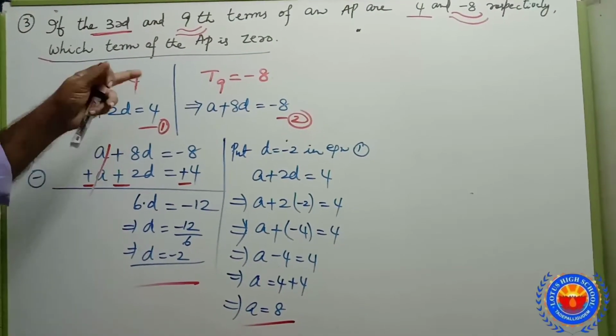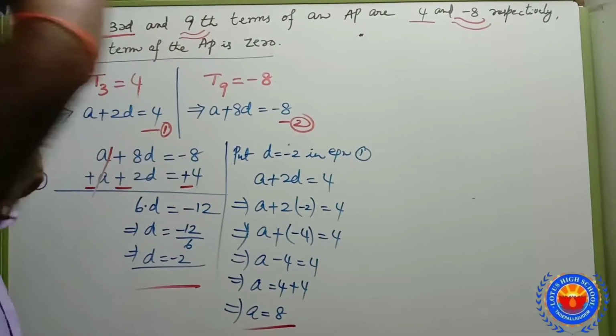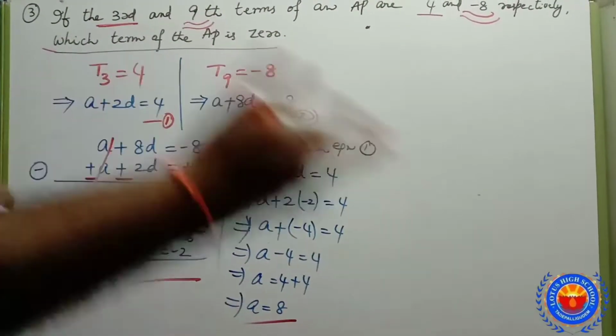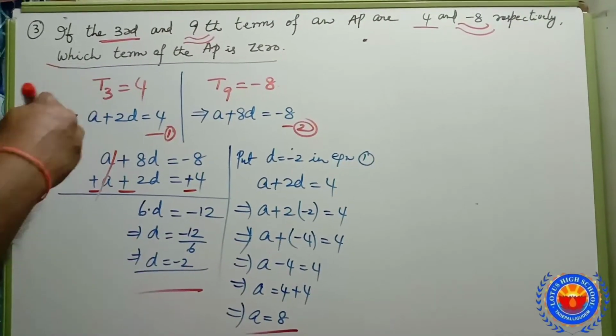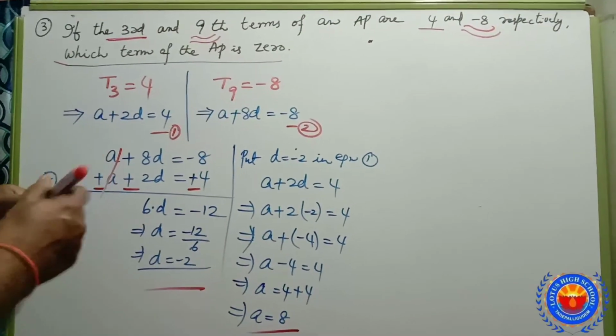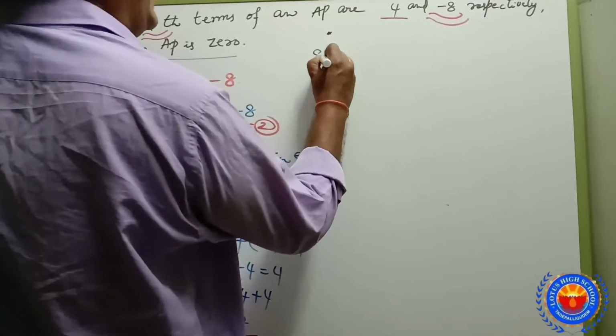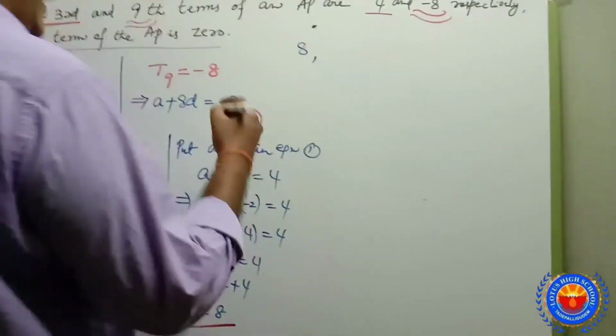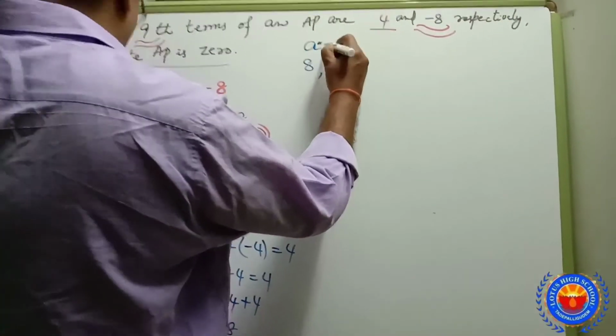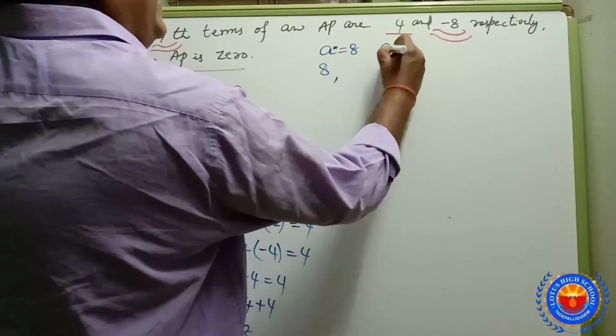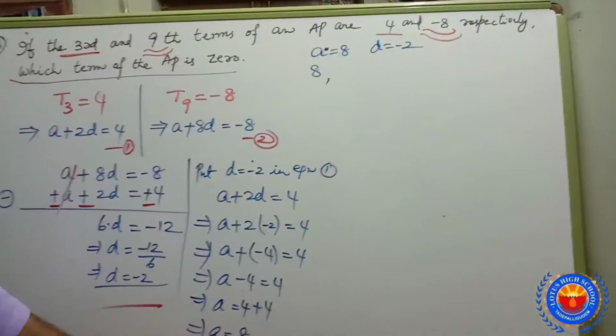Now they did not ask to find some other term, the 10th term or 20th term, but they are asking which term of the AP is 0. Here, what is the AP actually? The first term is 8. A is equal to 8, D is equal to minus 2.